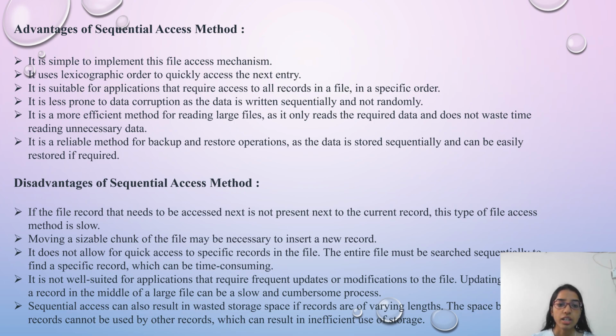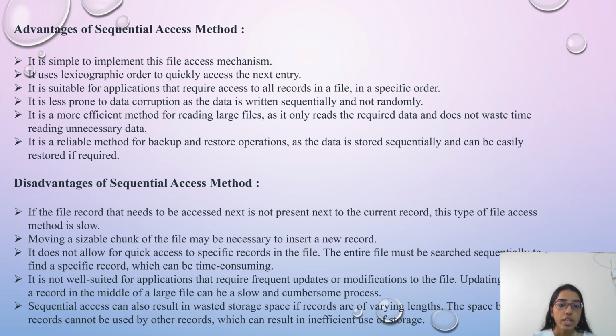Disadvantages of sequential access method. If the file record that needs to be accessed next is not present next to the current record, this type of file access method is slow. Moving a sizable chunk of the file may be necessary to insert a new record. It does not allow for quick access to specific records in the file. The entire file must be searched sequentially to find a specific record, which can be time consuming.